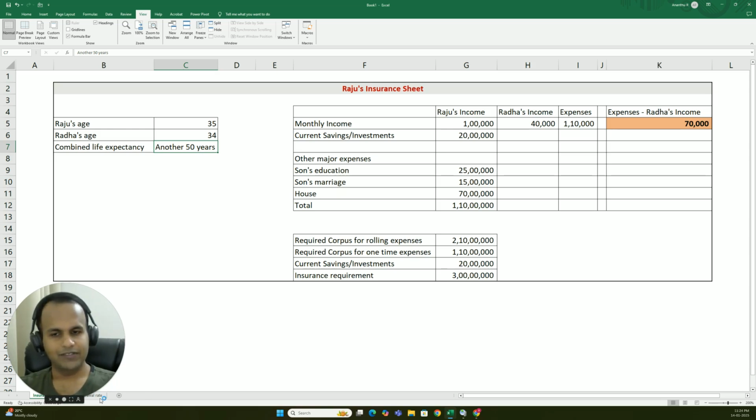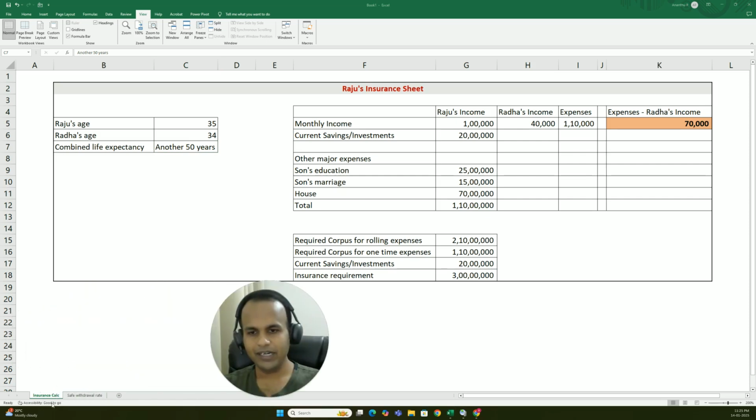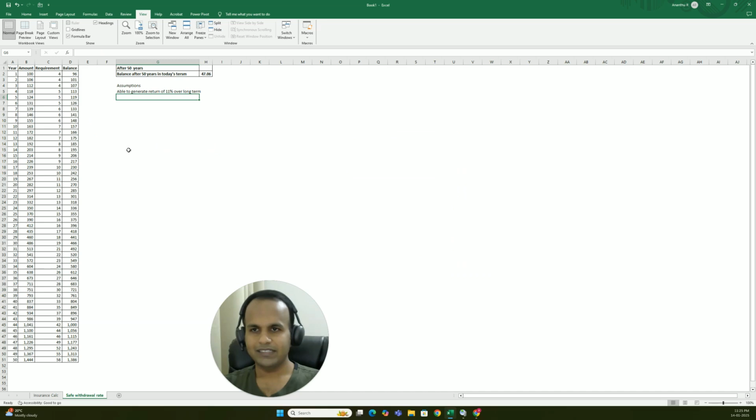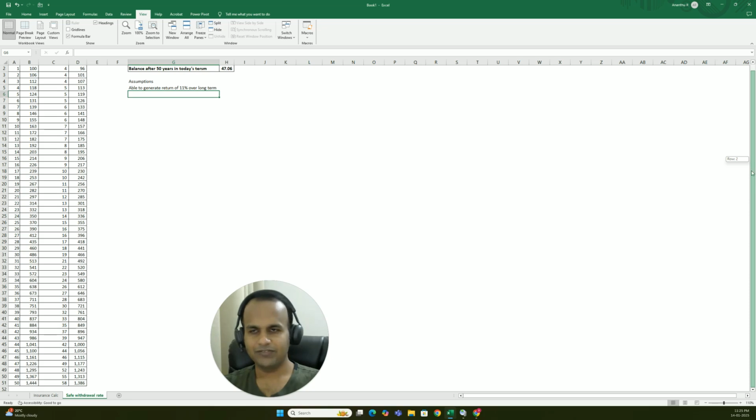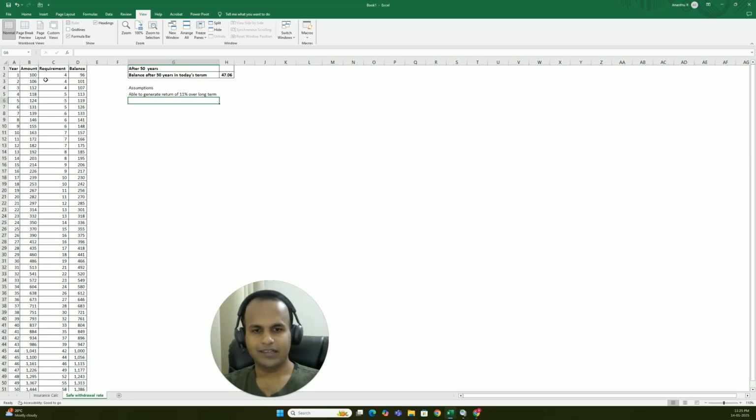I have made another sheet which shows how to evaluate the safe withdrawal rate. So let's look at this sheet. This sheet gives a detailed mock-up of the next 50 years. This sheet is not specific to Raju and Radha's case, it is applicable to all cases. I am taking a test amount of 100 rupees here over these 50 years, and your requirement for that year is 4 rupees.